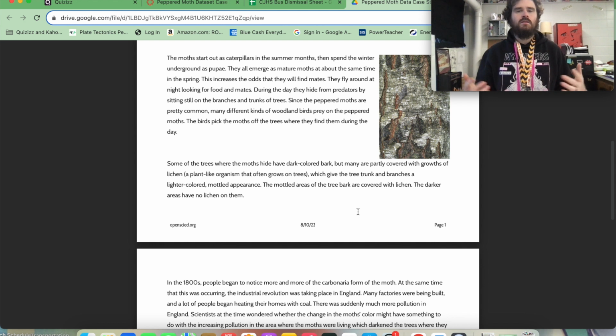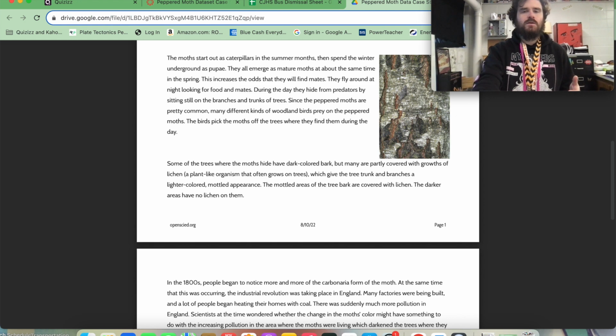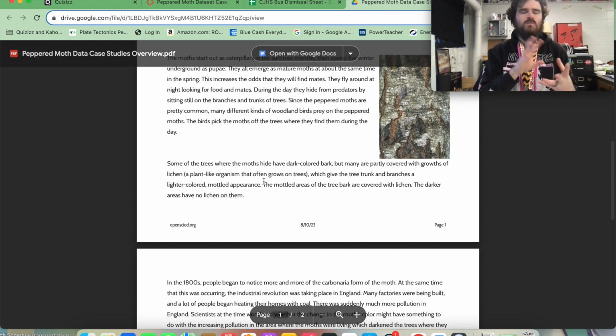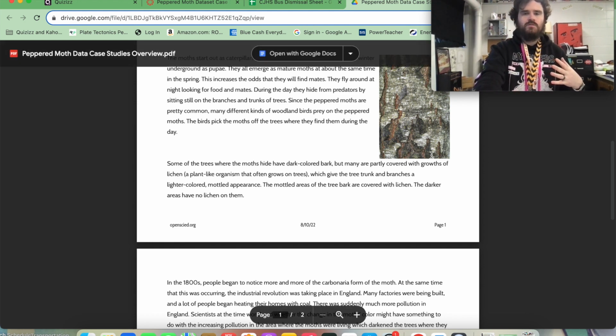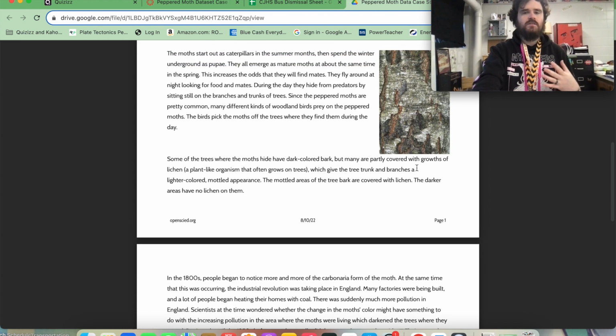So what they do is they fly around at night and look for food and mates. During the day, though, they're chilling, so they hide on trees. The thing is, on those trees you've got birds, and if birds see a moth, they're probably going to eat it. Some trees, as you can see in this picture, have this light white, peppery gray stuff on them. It's called lichen. So the lichen gives it this peppery appearance you see here. But on some of the trees, the bark is super dark. It doesn't have that licheny look. So some of the trees are dark.